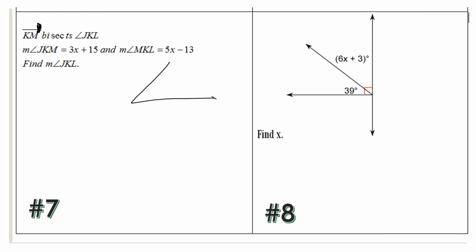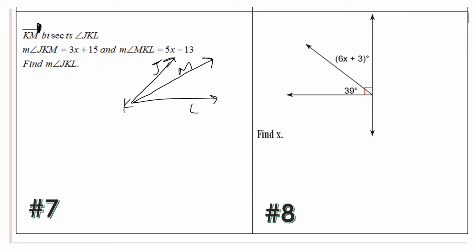So I'm going to draw a picture here. I have J, K, and L. And then it's saying KM. Oh my gosh, that's terrible. KM. Sorry guys, this is not perfect by any means.